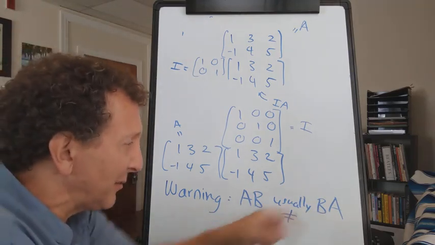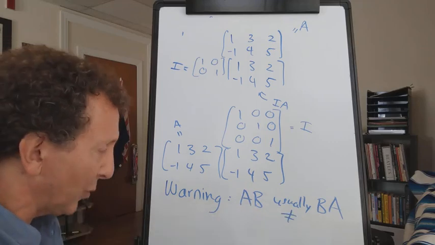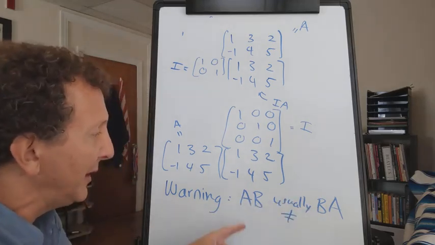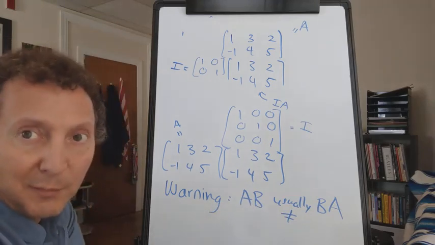Sometimes BA is not even defined because the dimensions don't work out. But even if BA is defined and AB is defined also, AB and BA don't have to be the same, and usually they're not.